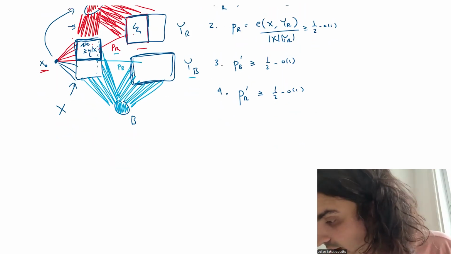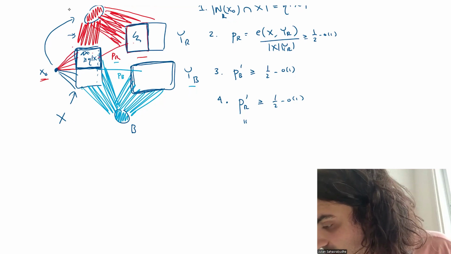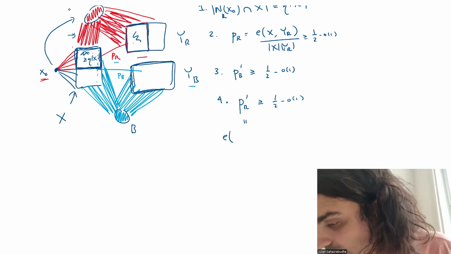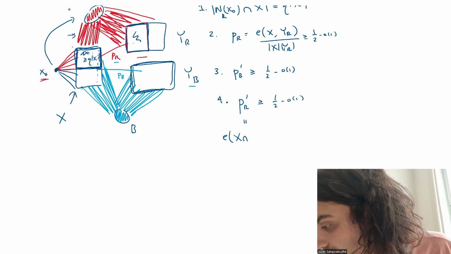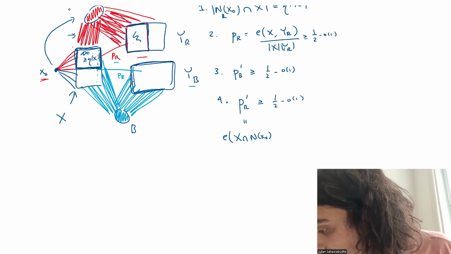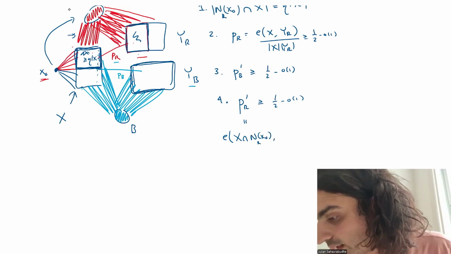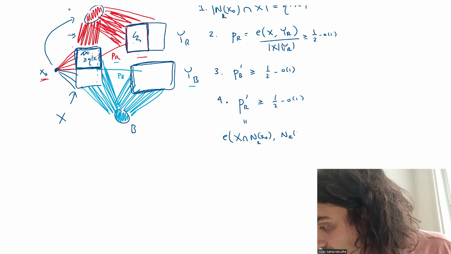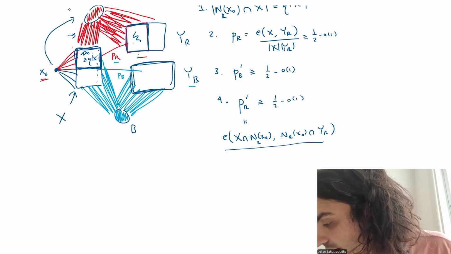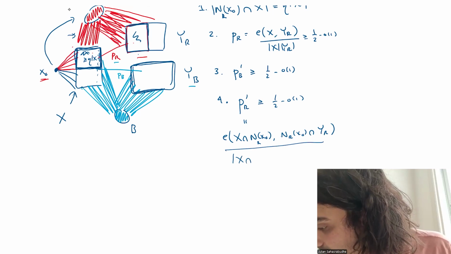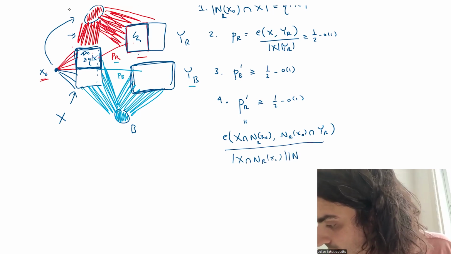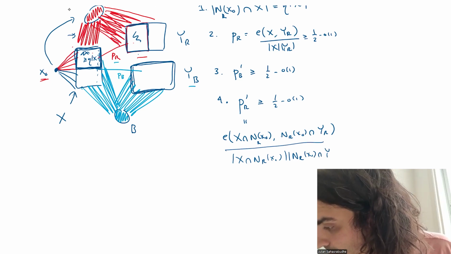Right, so this now, I'll just write this for emphasis. This is the number of edges between X intersection the neighborhood of X naught, the red neighborhood of X naught, and the red neighborhood of X naught intersection Y sub R, divided by the appropriate thing. So X naught, Y.